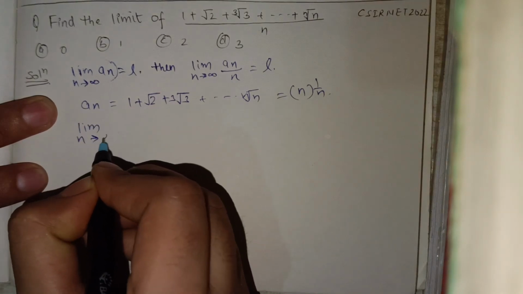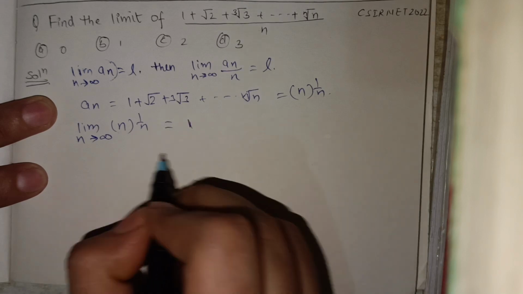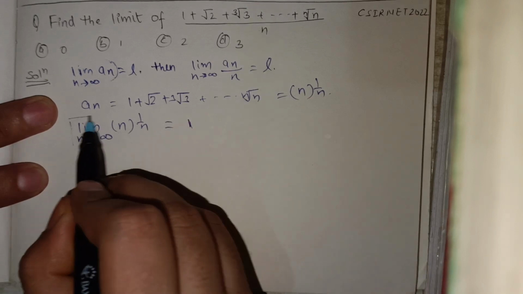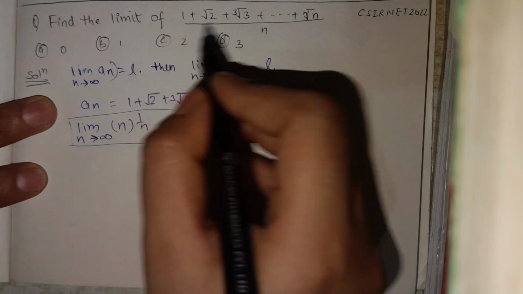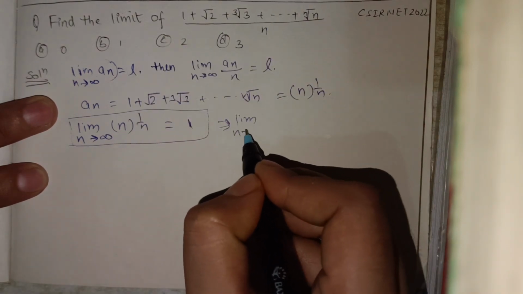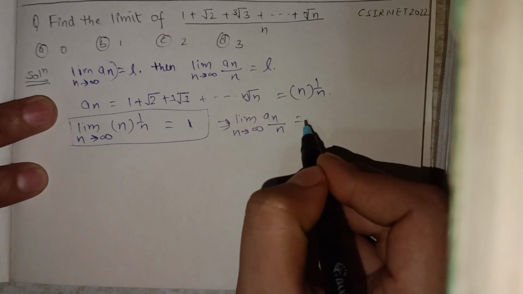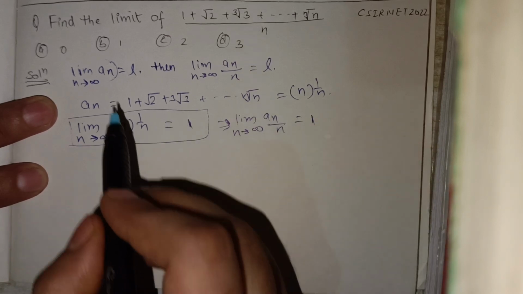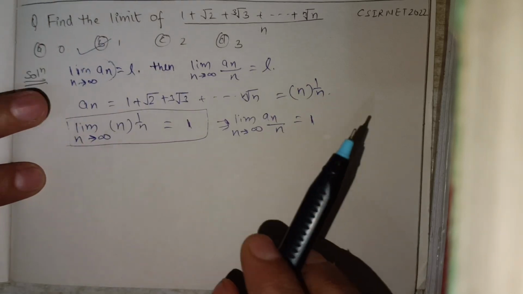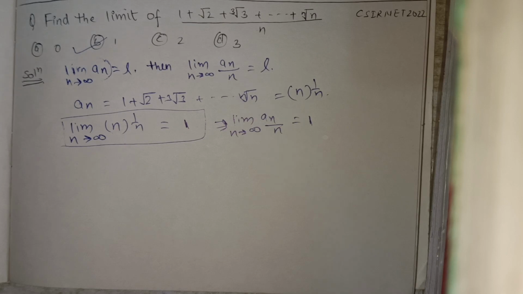The limit as n tends to infinity of n to the power 1 upon n is equal to 1. So if the limit of a_n is equal to 1, then the limit of this sequence is also equal to 1, which implies the limit as n tends to infinity of the sum upon n is equal to 1. So our option B is correct. By using Cauchy first theorem, we can find the limit of this sequence. So this is the solution of this question.